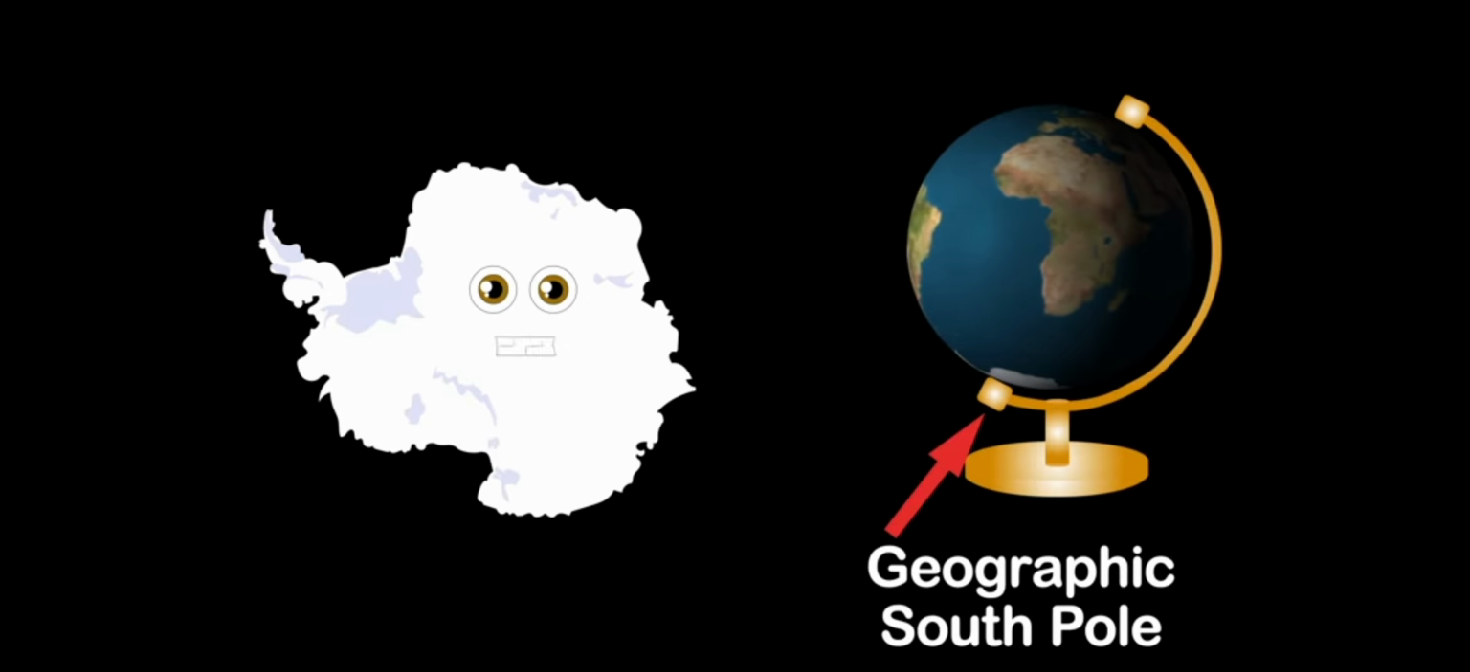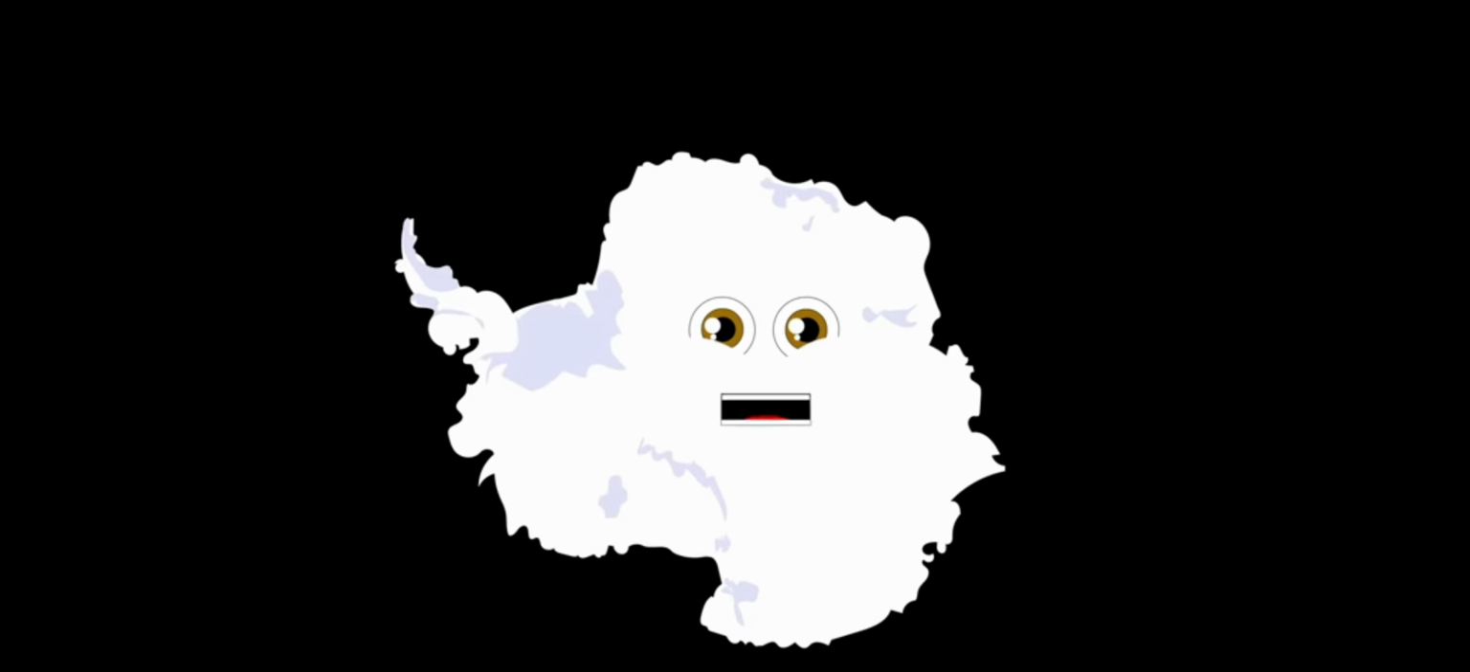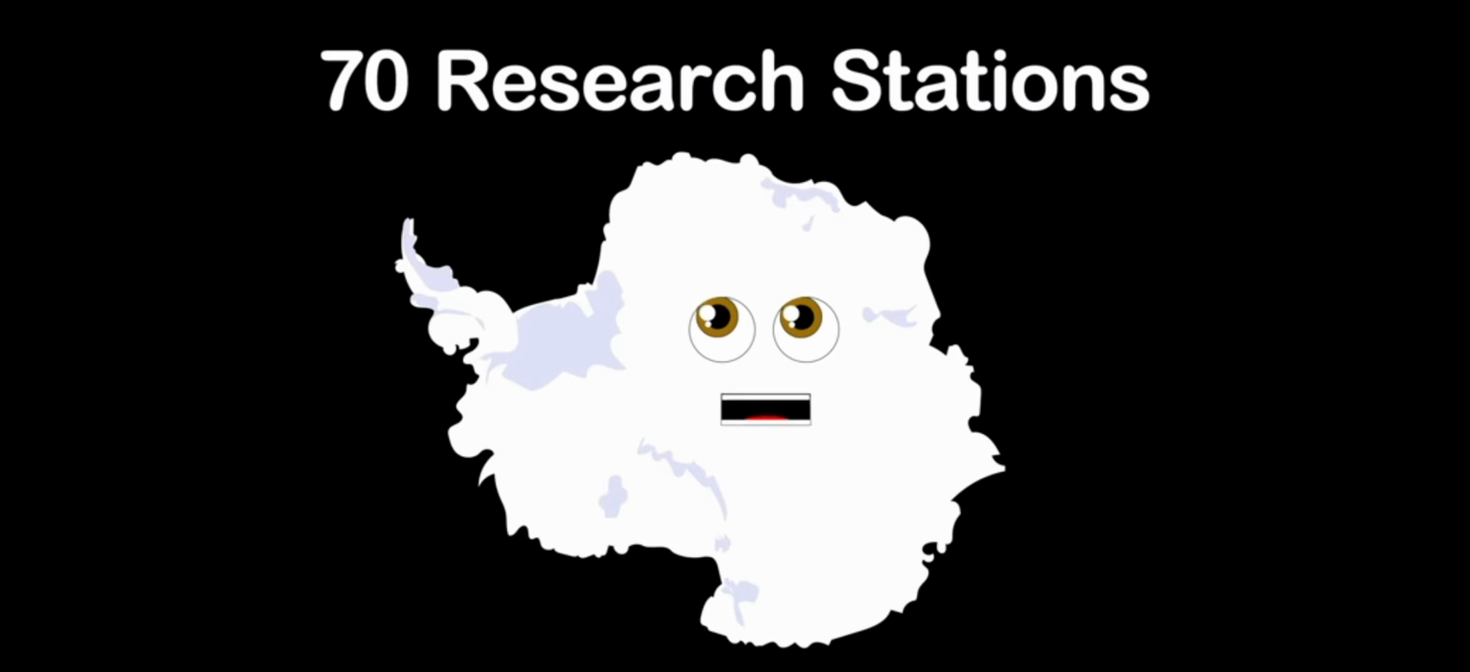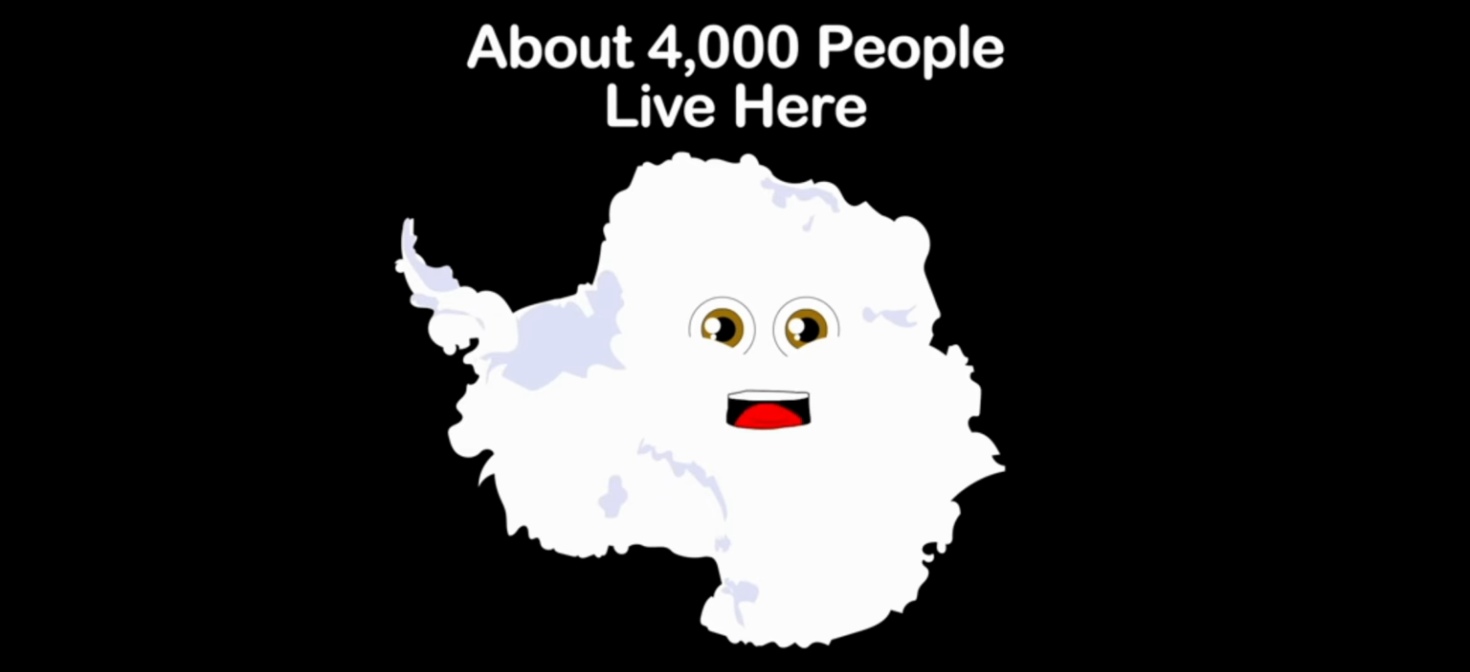Geographic South Pole is one of the 2 points where the Earth's axis of rotation intersects its surface. Around 30 countries maintain about 70 research stations. About 4,000 people live on me in population.